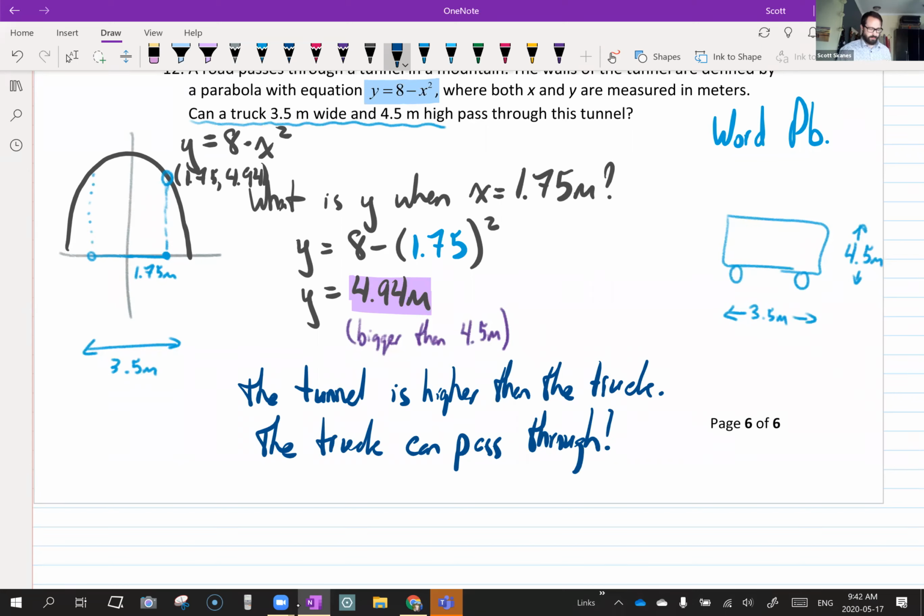So really, it's a parabola. We need to just put in a point and figure out what is going on with that point. In this case, we needed to know the width of the truck, and we divide it by 2 so we can check one of the x points.